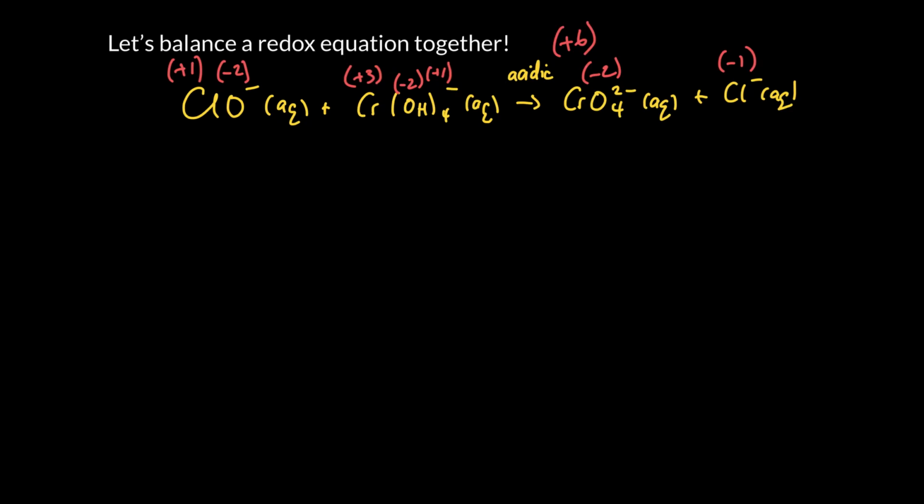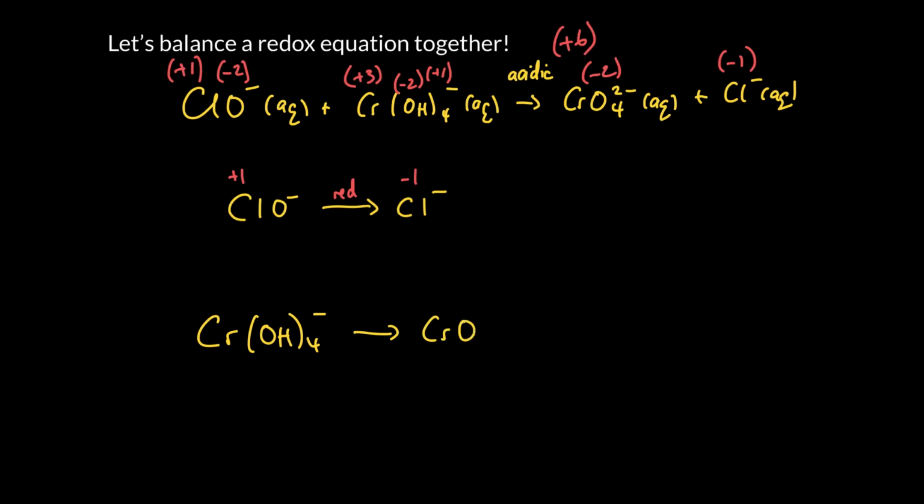We can go ahead and separate them out into half reactions. So we've got the ClO⁻, and I'm going to leave off state symbols, going to Cl⁻. And the chlorine is going from +1 to -1, so that was our reduction. And then the other one we had was the chromium. I'll leave a little bit of space here. So chromium is going from the +3 to the +6 oxidation state. Okay, so if it's going up, then it is being oxidized.